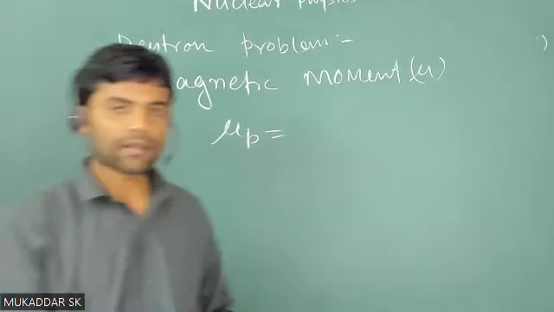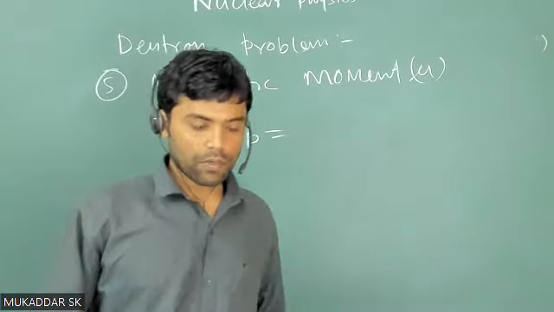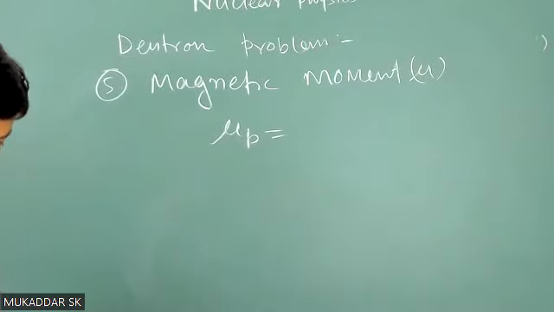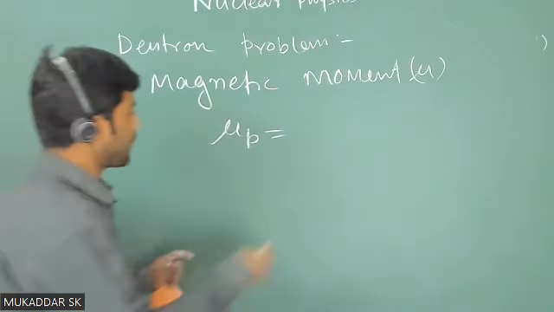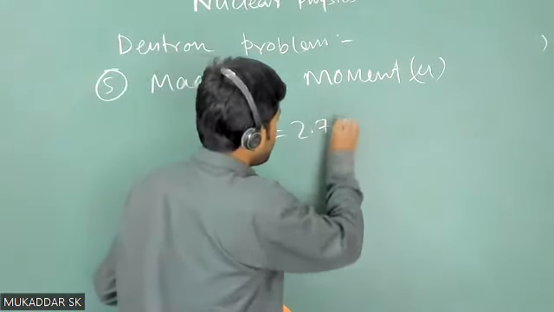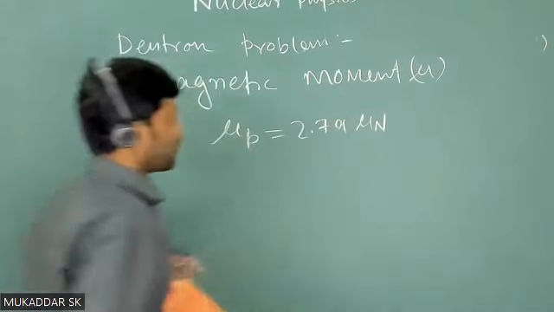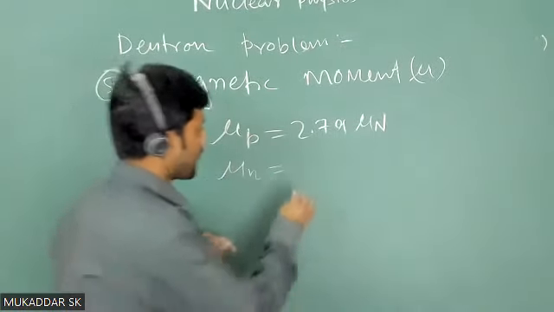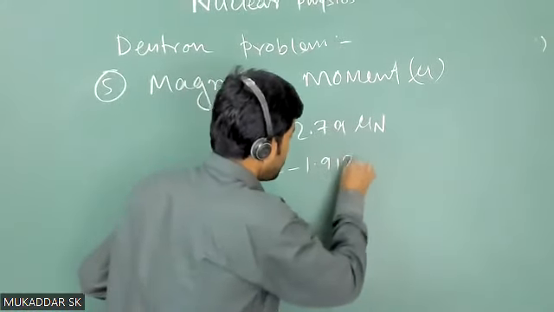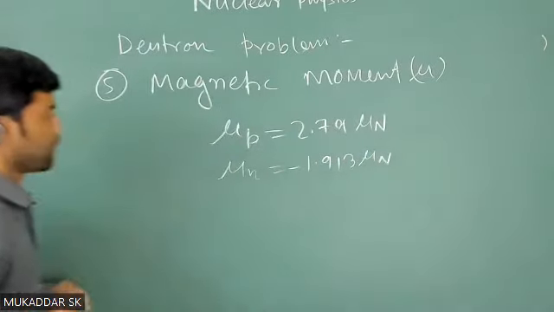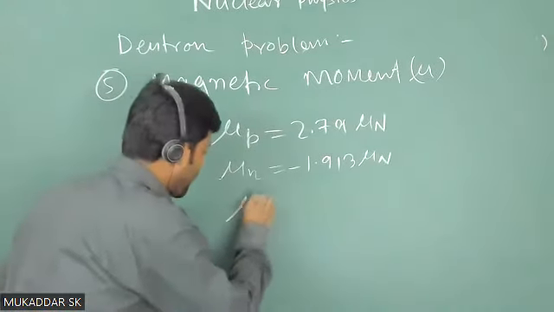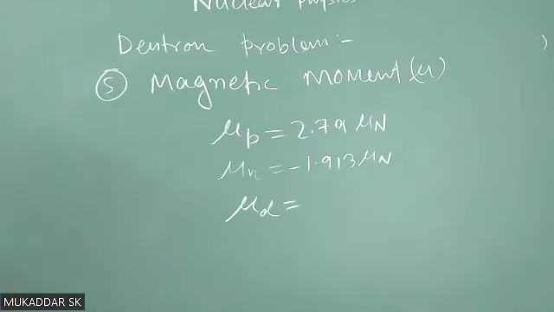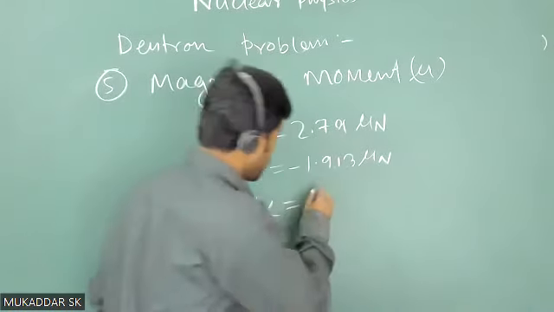What is the magnetic moment of a proton? Can anyone tell me the magnetic moment of a proton? That is 2.79 μn, where μn means the nuclear magneton. And the magnetic moment of a neutron is minus 1.913 μn. But the actual magnetic moment of a deuteron is how much? Can anyone tell me?